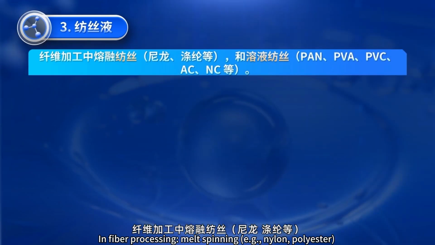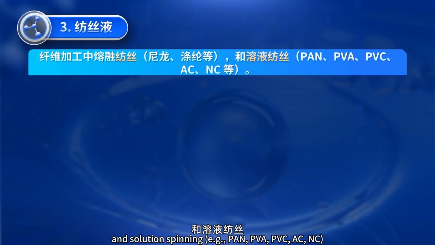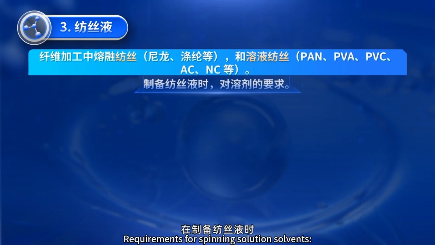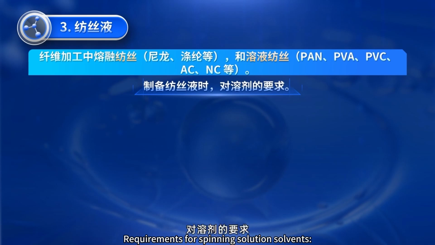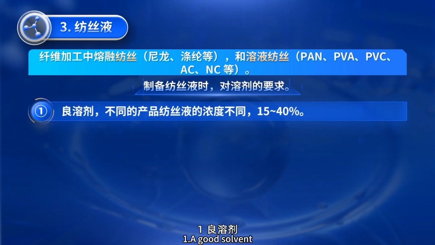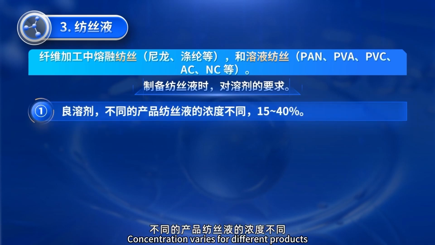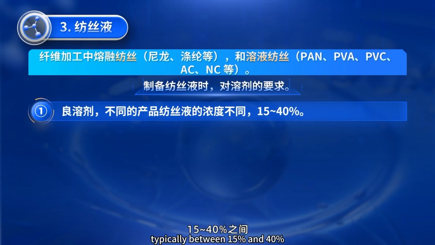In fiber processing, there is melt spinning, for example, nylon and polyester, and solution spinning, for example, PAN, PVA, PVC, AC, and NC. Requirements for spinning solution solvents. First, a good solvent. Concentration varies for different products, typically between 15% and 40%.